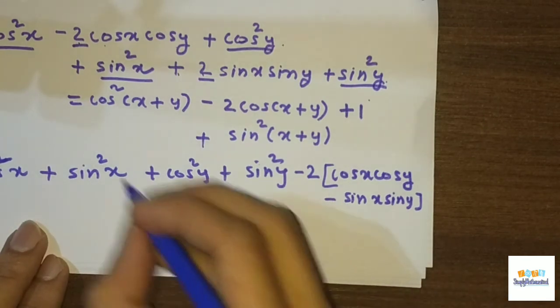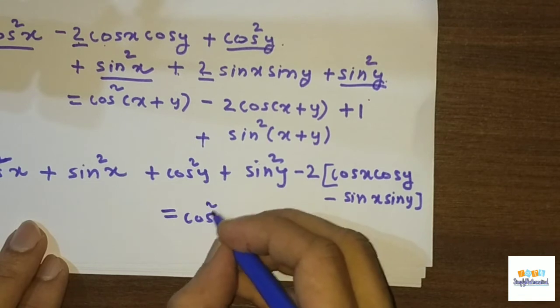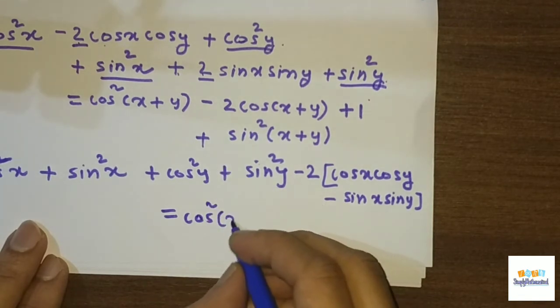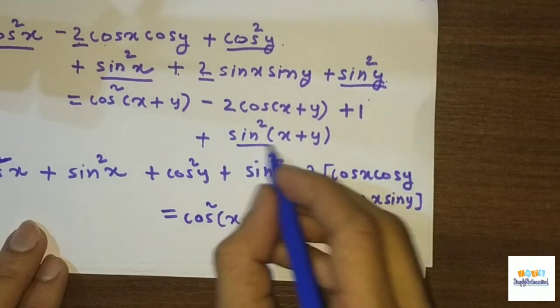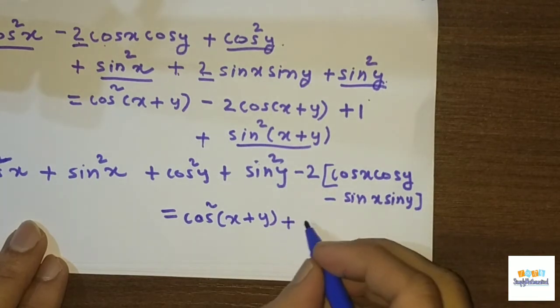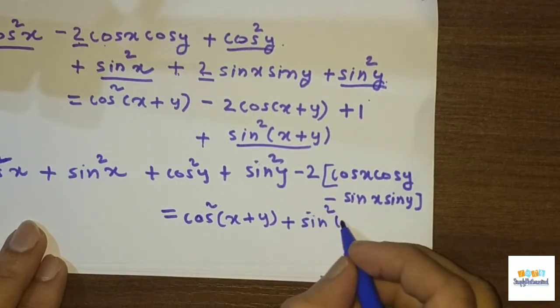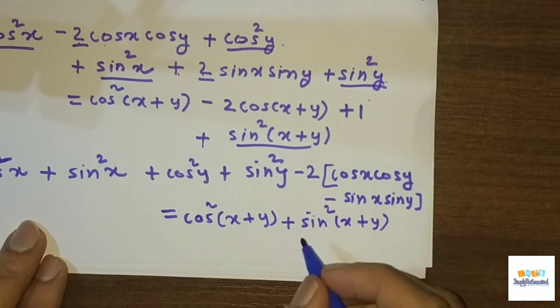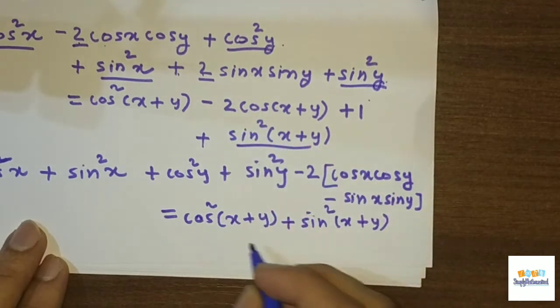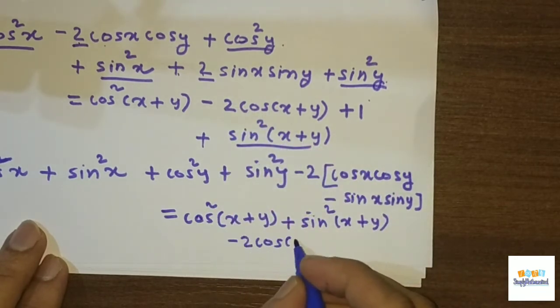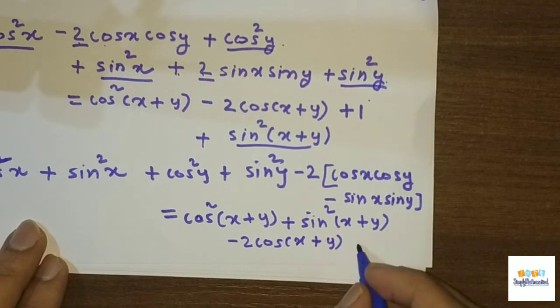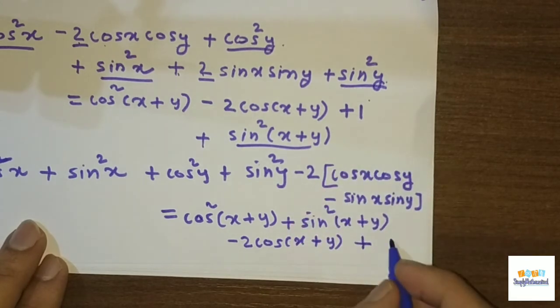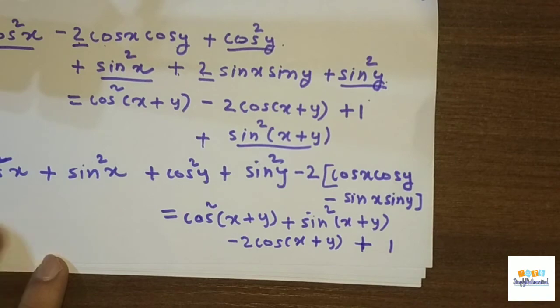So this will be cos square of x plus y, again I'll bring this here, plus sin square of x plus y. Then here it is minus 2 cos of x plus y plus 1. This is what we will get.